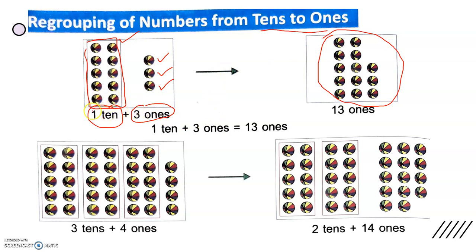That means you are giving 1 from the tens group to the ones group. And here we have 3 ones. So 1 ten plus 3 ones is equal to 13 ones. You have to give the 1 ten to the ones group, but in the tens place. Whichever number we are taking from the tens group, we have to put it in the tens place itself.